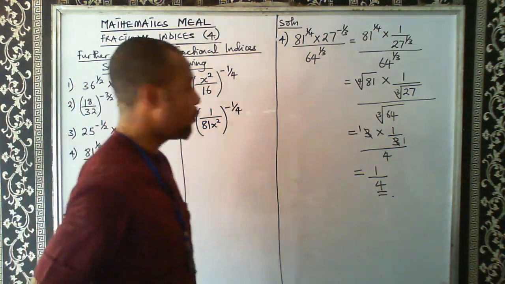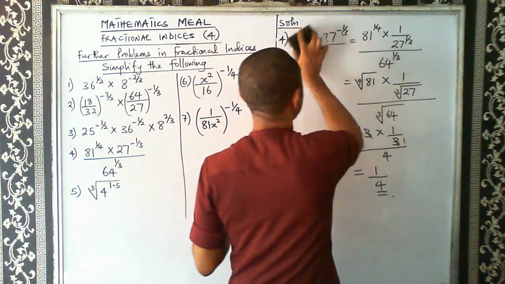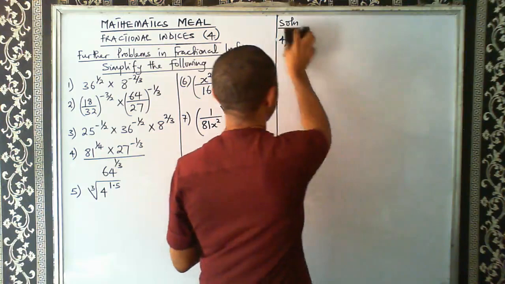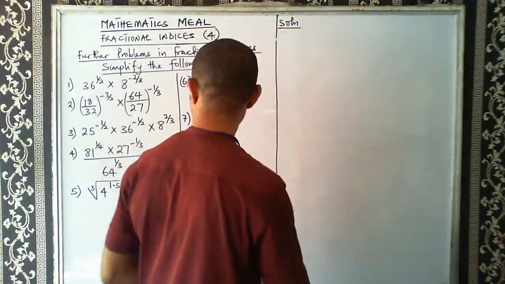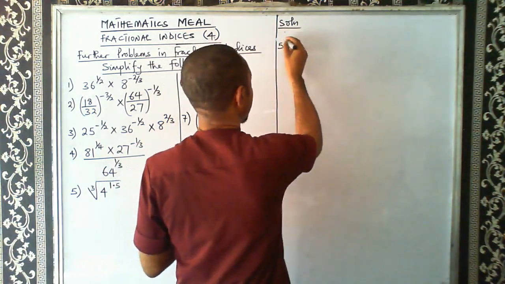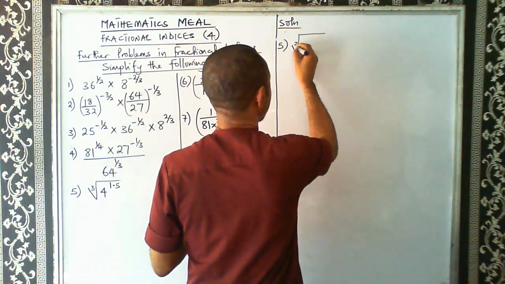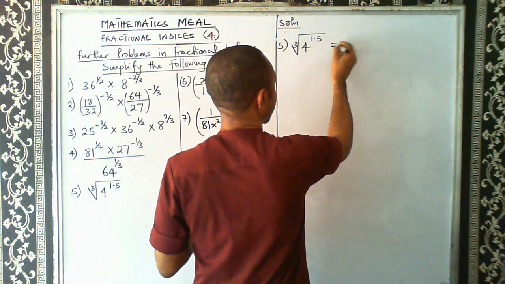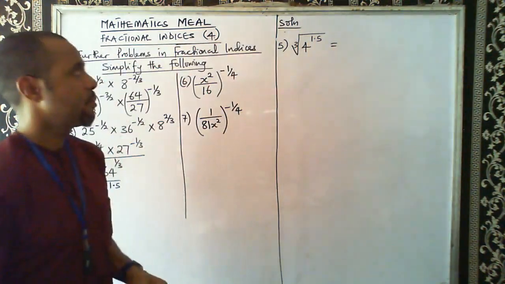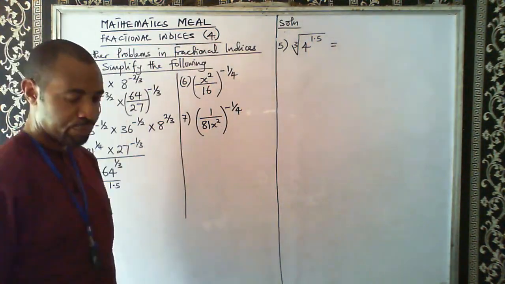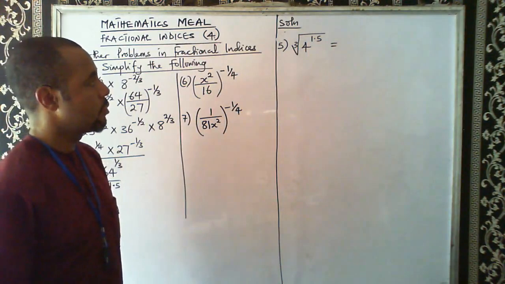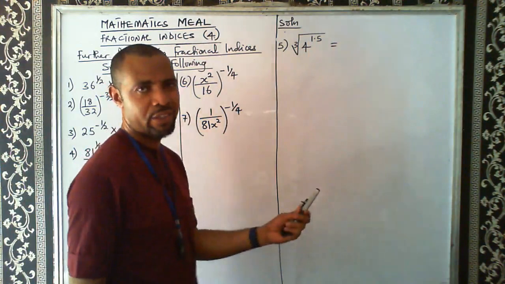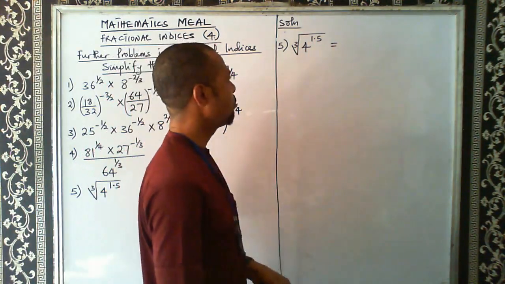So let's look at the 5th question. In the 5th question, we have question number 5. Cube root of 4 raised to power 1.5. Wow. Somebody will be shouting, what am I going to do? There's nothing so difficult here.